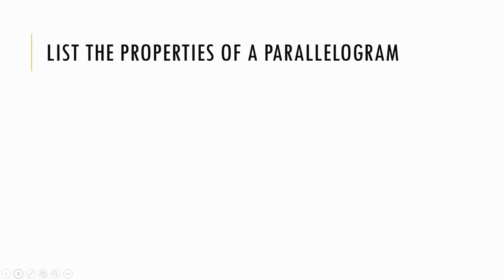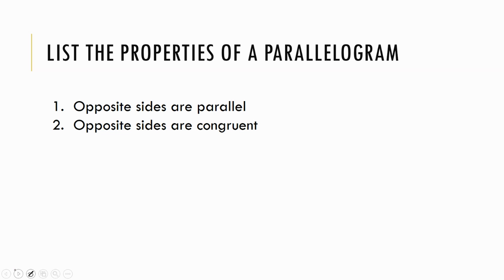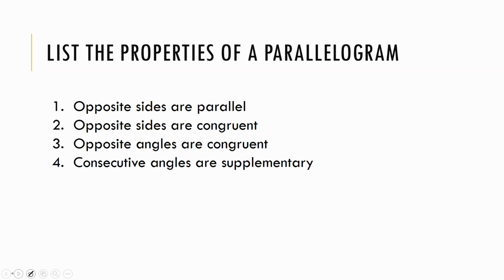So if we remember from the previous section, if we know that we have a parallelogram, there are 5 different properties. If you have a parallelogram, then we know opposite sides are parallel. Opposite sides are congruent. Opposite angles are congruent. Consecutive angles are supplementary. And finally, diagonals bisect each other.